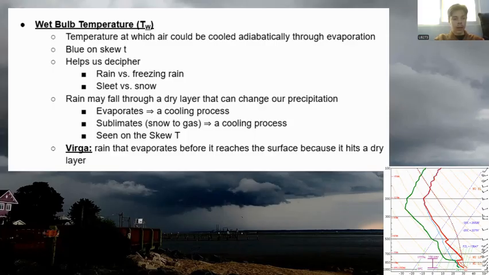But we could even have snowfall that could just turn into gas form, which is going to be sublimation if it's going from a solid to a gas, which is also a cooling process. So if you hit a dry layer in the atmosphere, then it's possible that something that was going to be snow is not going to be anymore. It might turn into just rain, or it could just sublimate. We even have something called virga, which is rain that can evaporate before it even reaches the surface because it hits dry layers.